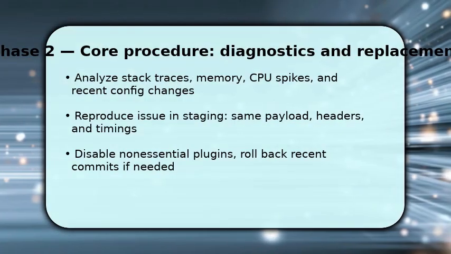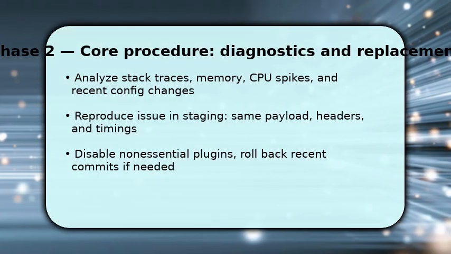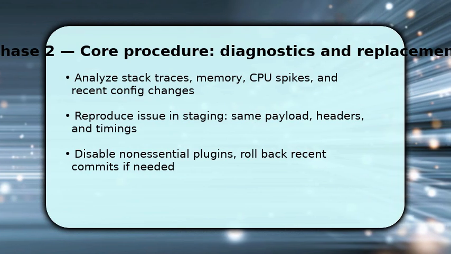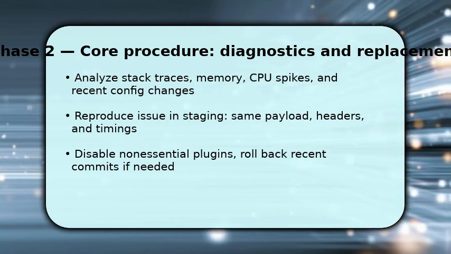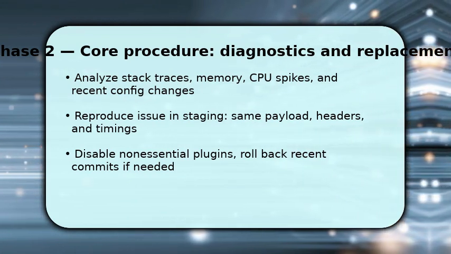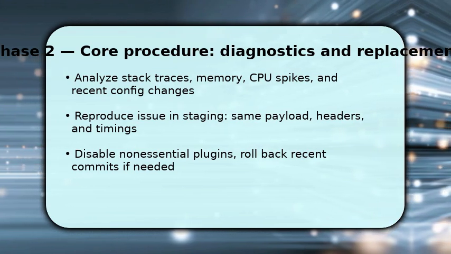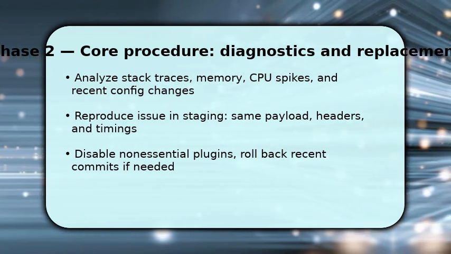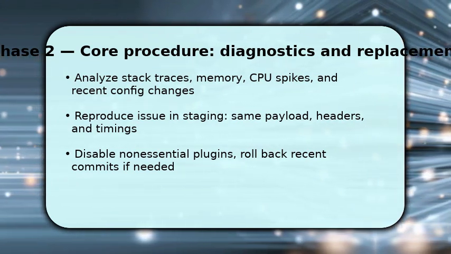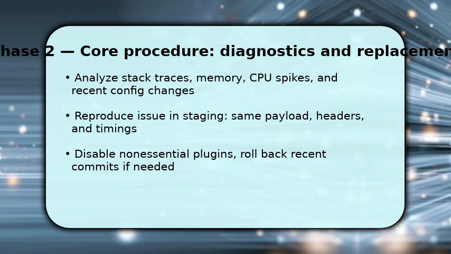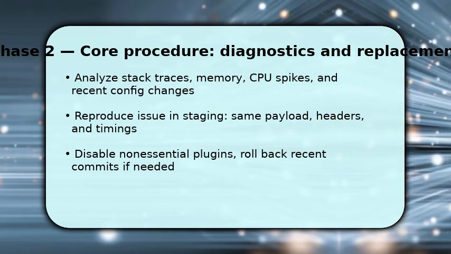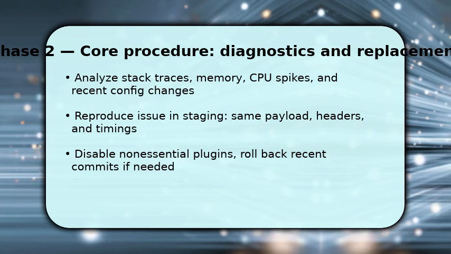Once you have logs and status, reproduce and isolate the cause. You should run the failing request in staging with identical headers and payload, because replication confirms whether it's environment or code. While reproducing, monitor CPU and memory and inspect stack traces for specific modules or plugins. If a plugin or recent commit appears, disable it or roll back incrementally.